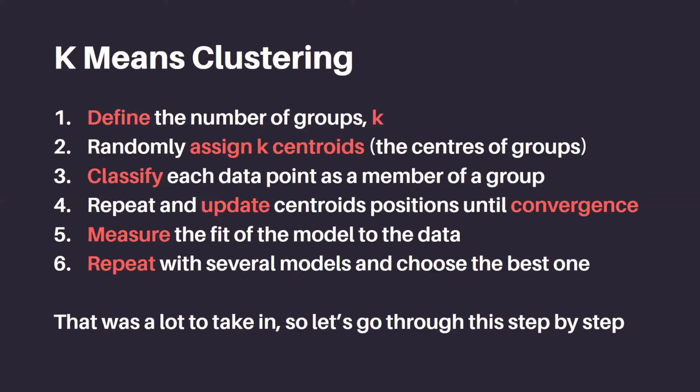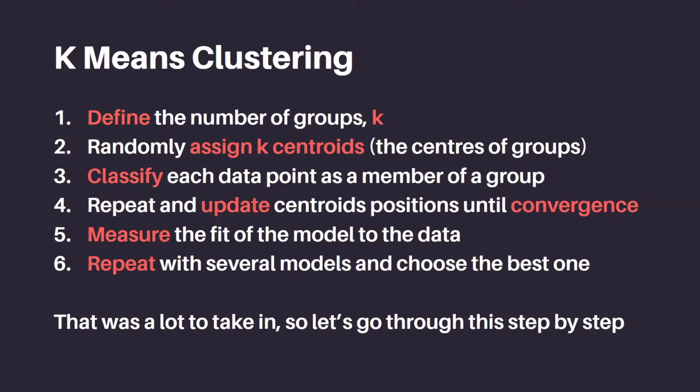So let's get onto the algorithm. There are 6 key steps. First, you have to define the number of groups you want to choose from. So in this case, k could equal whatever number you want. Then second, we randomly assign k centroids. We'll get onto what centroids mean a bit more later, but for now, they're the centers of our groups.